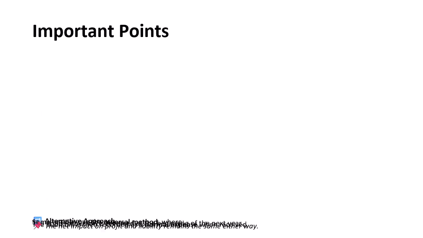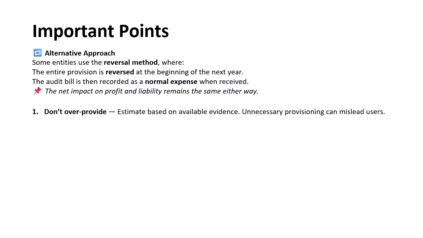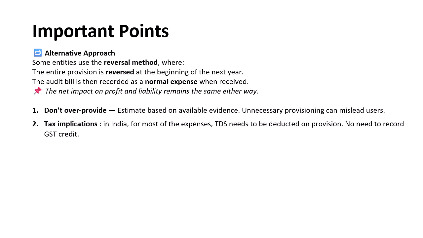Few important points. Few companies follow an alternative approach like the reversal method, where the entire accumulated provision is reversed at the beginning of the next year or the next month, and the audit bill is then recorded as a normal expense whenever that bill is received. Overall, the net impact on profit and liability remains the same either way. Also, don't over provide. Estimate based on available evidence. Unnecessary provision can mislead users.